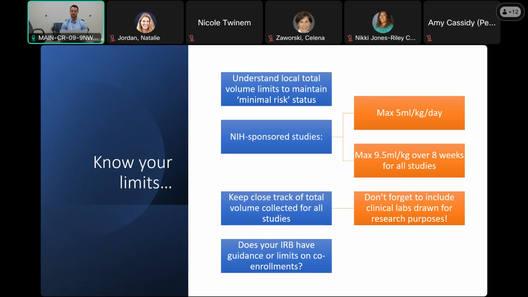So, anyone here that's on the call, is there anything that your local institution or your IRB restricts regarding co-enrolling, or if there's a certain limit to the amount of studies that you can co-enroll in?